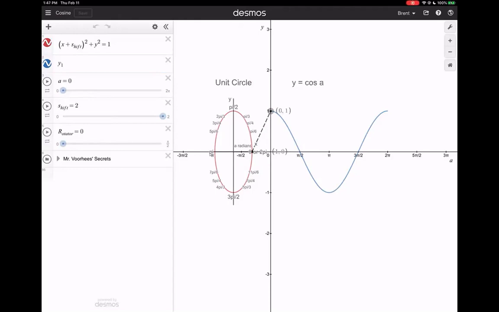So even though cosine usually represents x, on the blue graph, the cosine is going to be placed in the y position. Whereas if you look at the point down almost directly below it, you'll see it's (1, 0), because on the unit circle, it's (x, y).